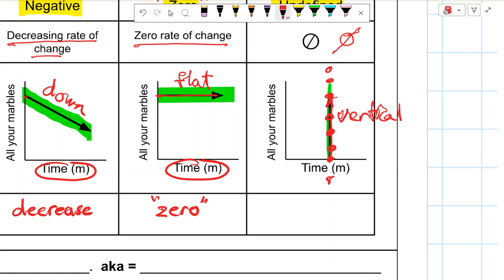Well, you might say, well, how is that possible? It's not. You're either losing your marbles or gaining marbles or staying flat or zero marbles, but you can't be everywhere. You can't be like, well, I don't have any marbles, and at the same time, I have plenty of marbles. It's just not possible. And this would be known as not a function. And you learned about the vertical line test in recent lessons.